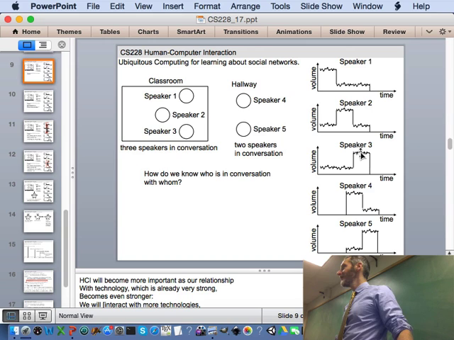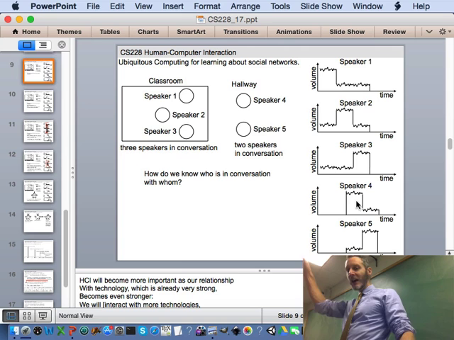During this period here, outside in the hall, speaker four said something to speaker five. And speaker five said something to speaker four in response. The vertical axis here is volume.